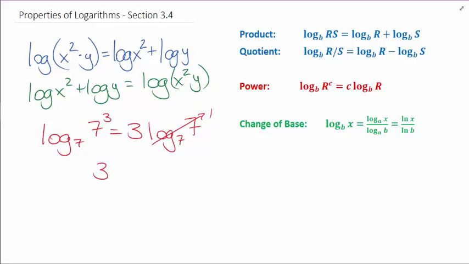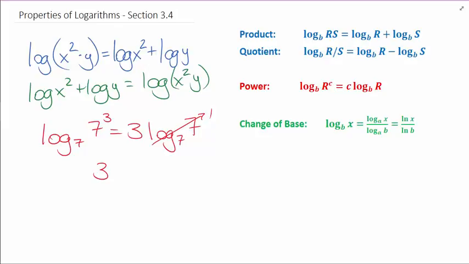The change of base formula has become less useful as our TI calculators have grown in their abilities. However, the change of base formula still can have some use to us. The change of base formula says that if we have the log base b of x, we could rewrite that as the log of x divided by the log of b, given that the log of the numerator and the log of the denominator have the same base. It doesn't matter what that base is.